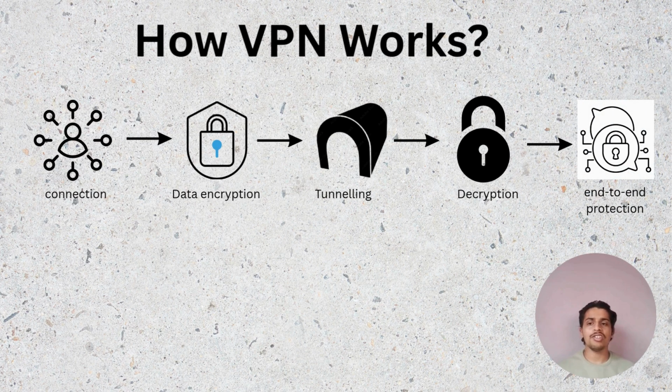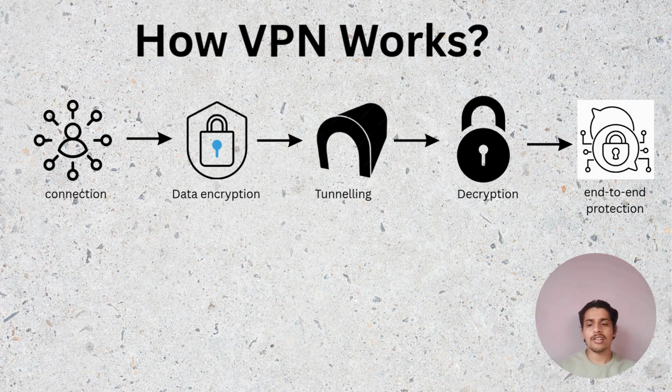Now, let's understand the main concept: how VPN actually works. There are five key steps: connection, data encryption, tunneling, decryption, and end-to-end protection. Let's break this down. When you turn on a VPN, first your device connects to a VPN server. Then your data gets encrypted, meaning it is converted into unreadable code.